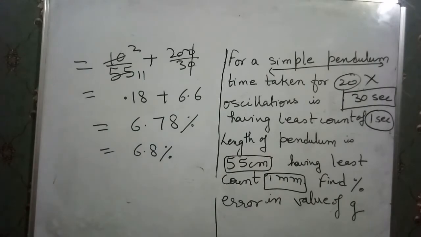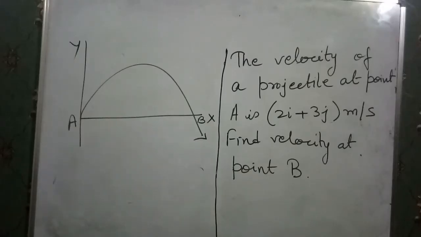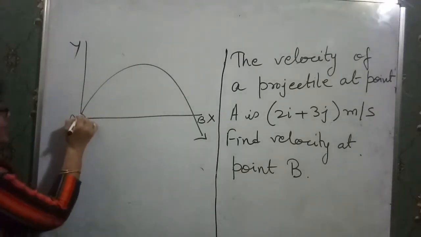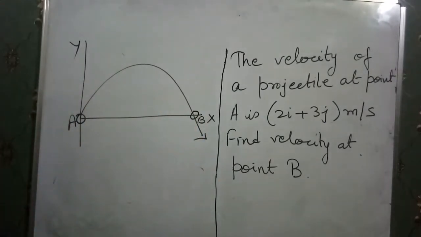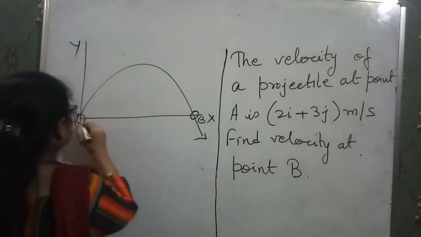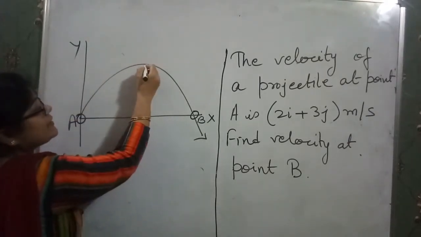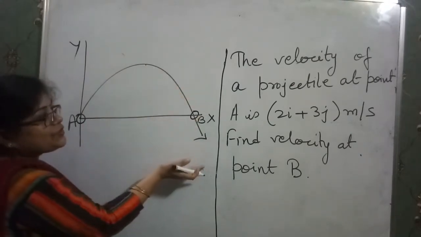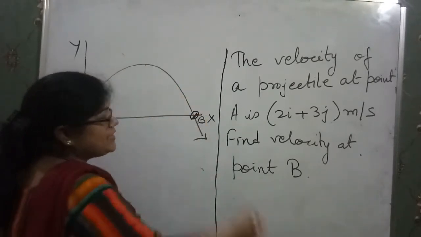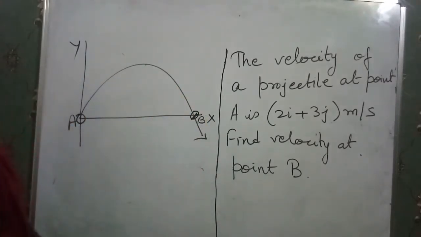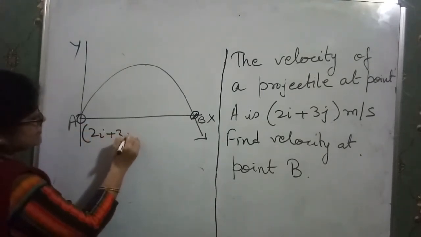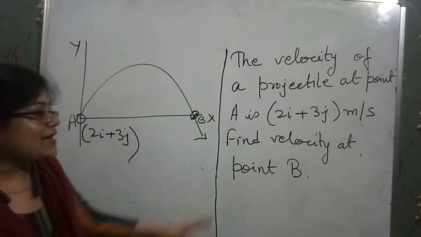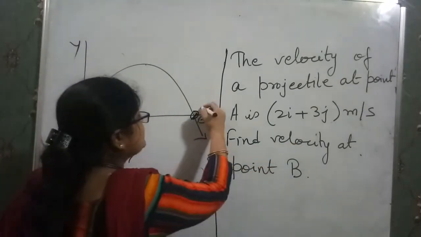Now the next topic. Now there's a question in front of you. This is a point A and this is a point B. What is the answer of that question? The velocity of a projectile. That means something is thrown upward in the air and after traveling the projectile path, it falls at B. The velocity at point A is given as 2i plus 3j. And in the question, it is asked to find the velocity at the point B.